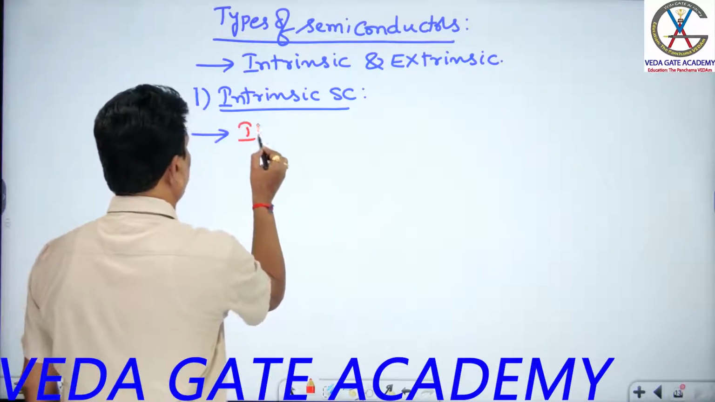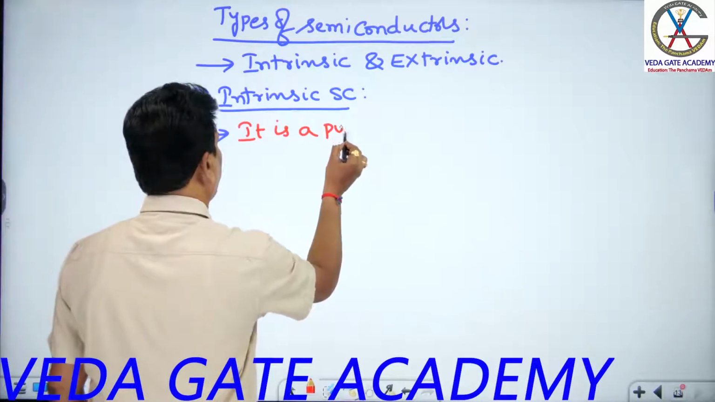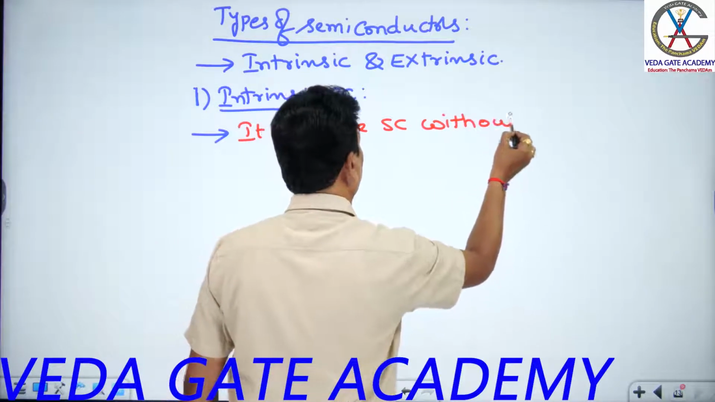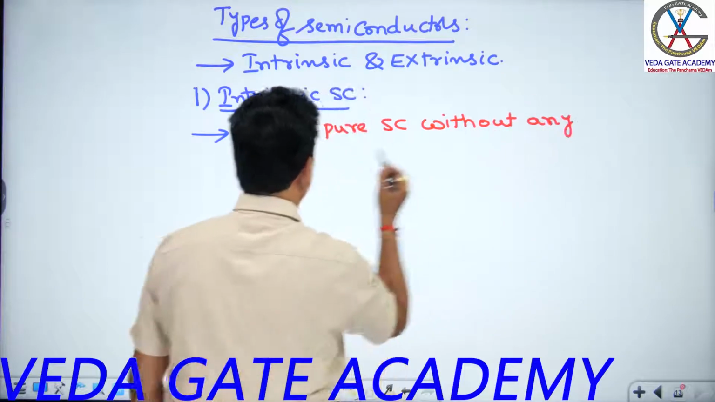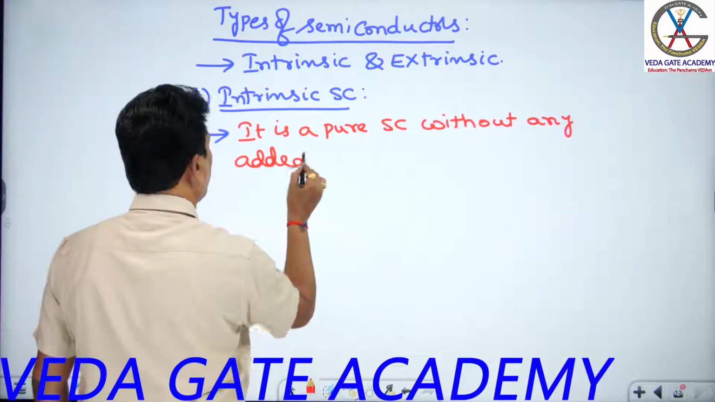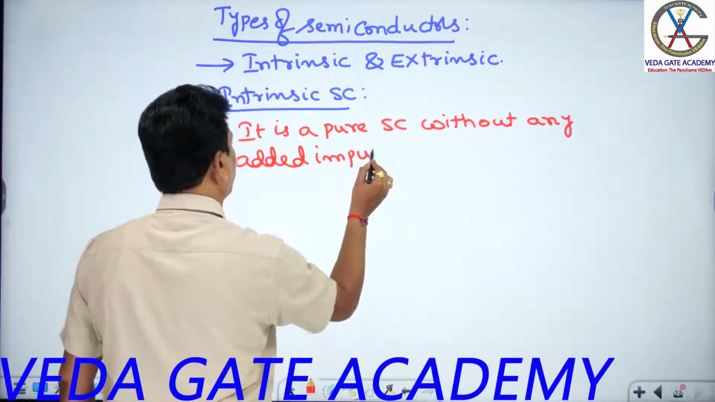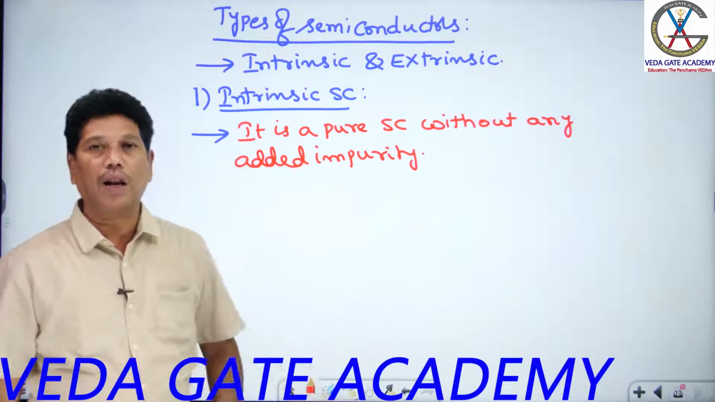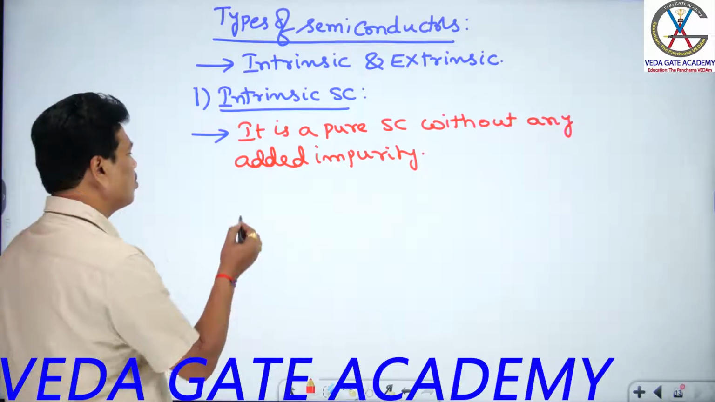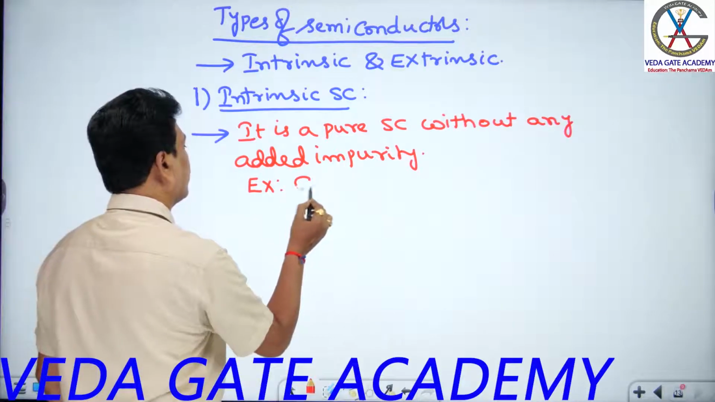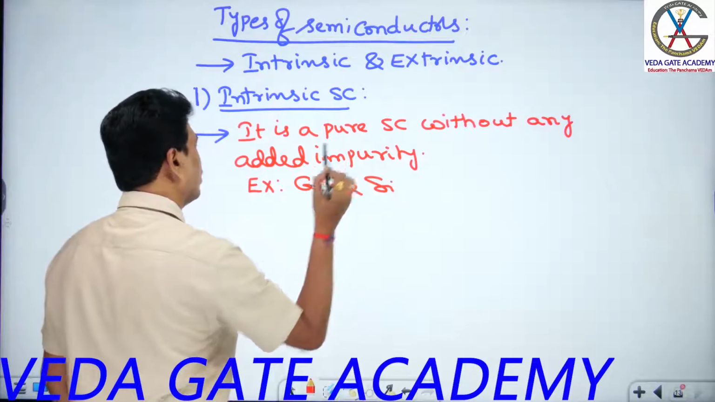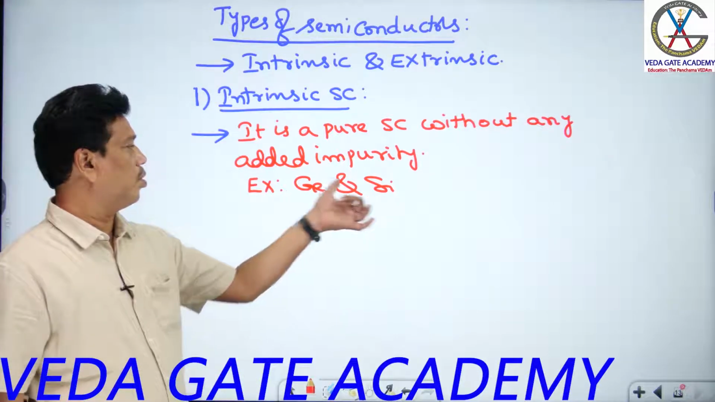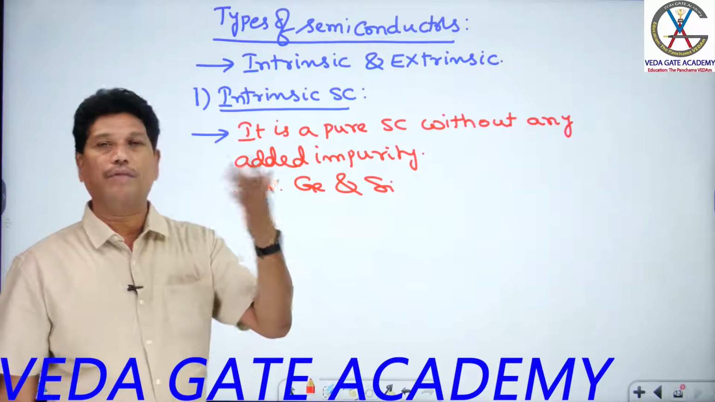It is a pure semiconductor without any added impurity, students. Without any added impurity, you can call it a pure semiconductor, right? So the best examples I told you are germanium and silicon. Whenever you compare germanium and silicon, the mostly preferred one is silicon, I told.